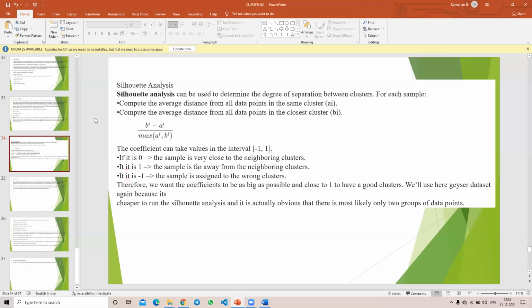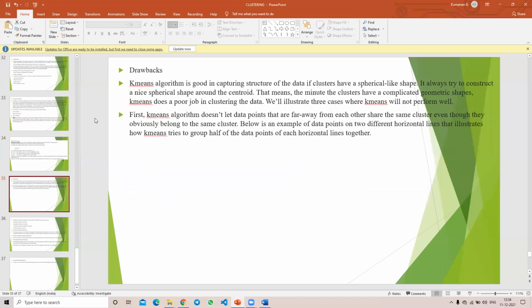The same formula is S equal to the summation from i equal to 1 to n of (b_i minus a_i) divided by max(a_i, b_i), the whole divided by n. It is also the same; both are not different from each other. Silhouette analysis is very, very important.